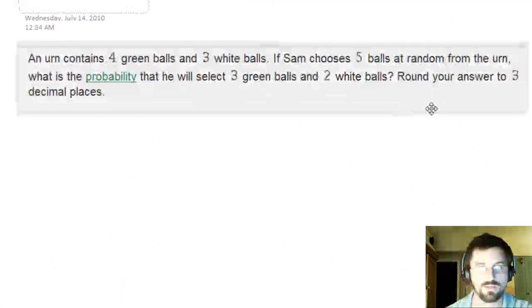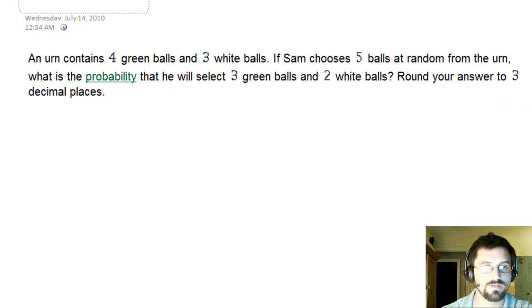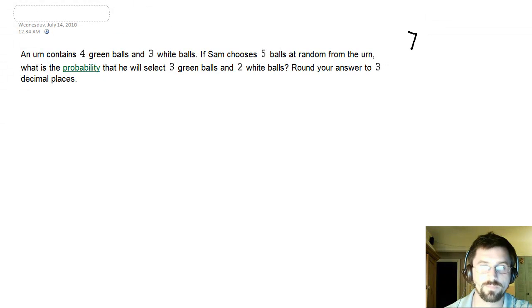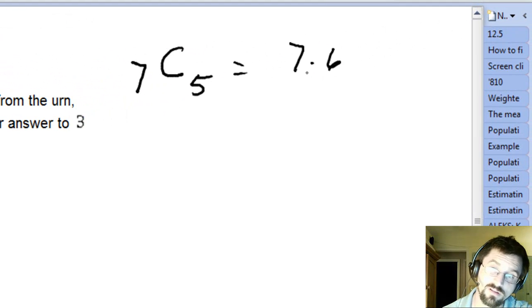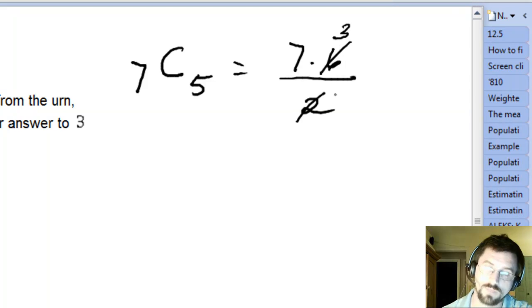Now let's do another one. An urn contains 4 green and 3 white, so we have 7 balls. And how many are we going to choose? 5 balls at random. So 7 choose 5. It's going to be 7 times 6 divided by 2. And you can do the math on that to confirm that it's 21. I use the formula and make sure you understand how I got that.